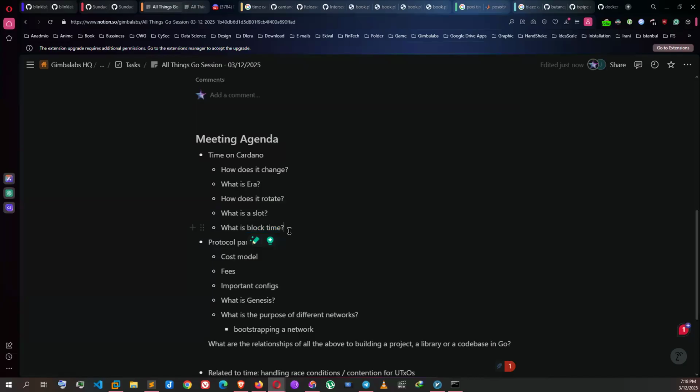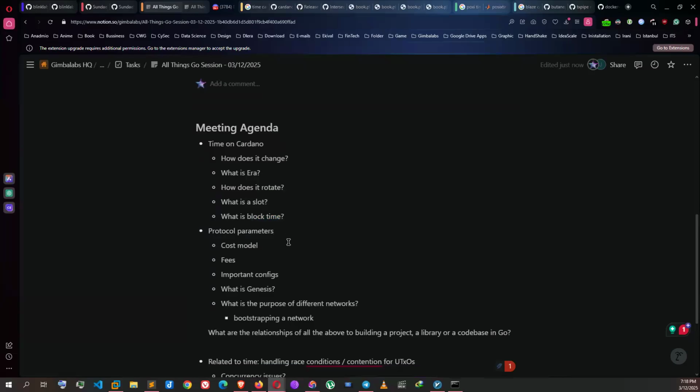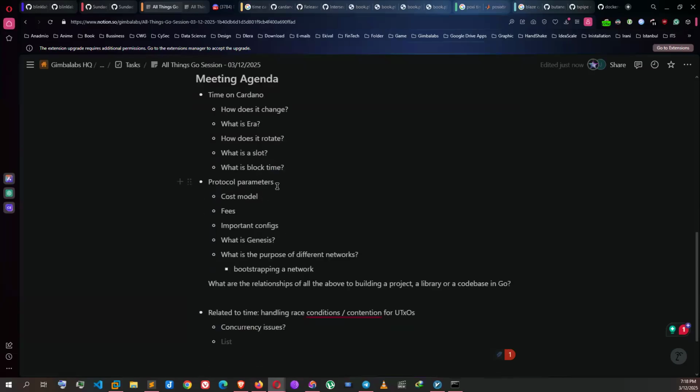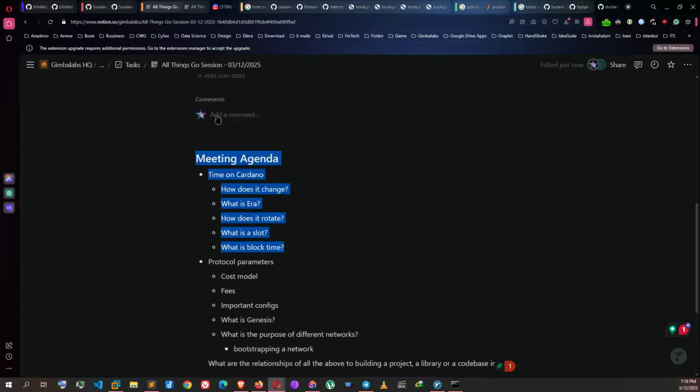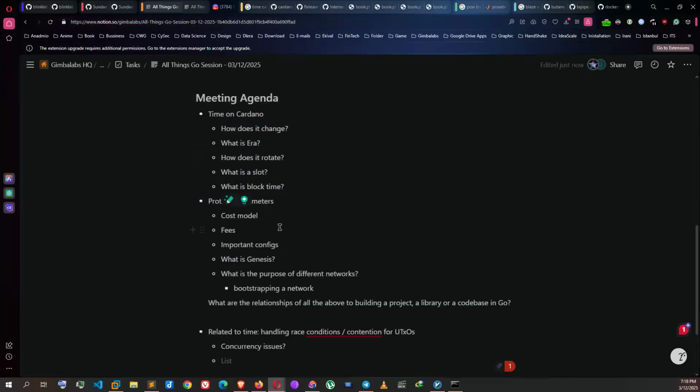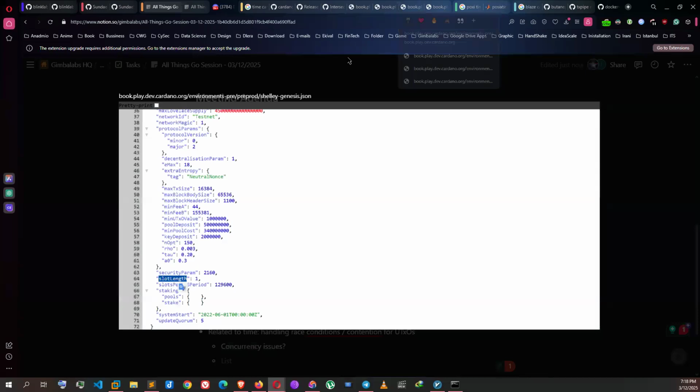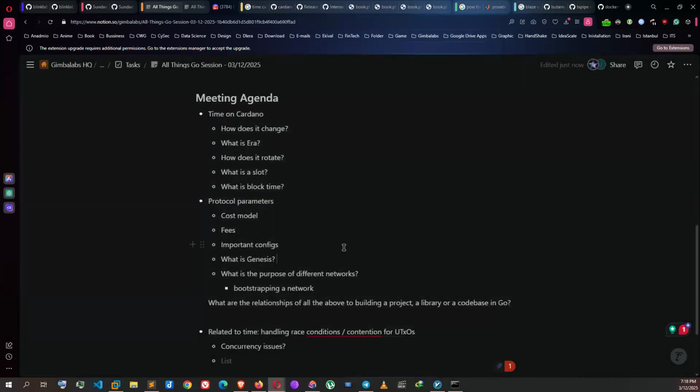The coefficient goes. And then we look into protocol parameters. Why? Because the protocol parameters determine these block times, all of that, as you guys saw. We could talk about cost model and fees, and we talk about Genesis. I think you guys saw this Genesis stuff, the whole JSON file and the purpose of different networks.